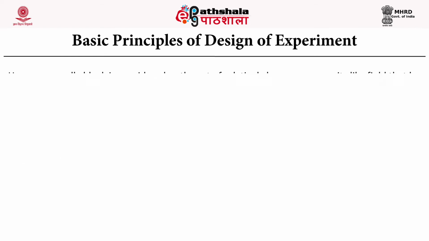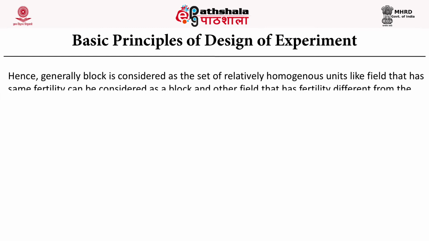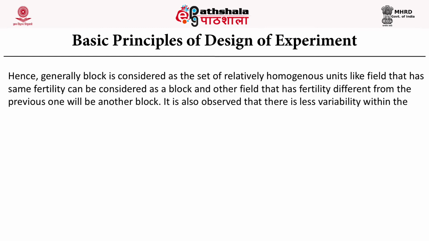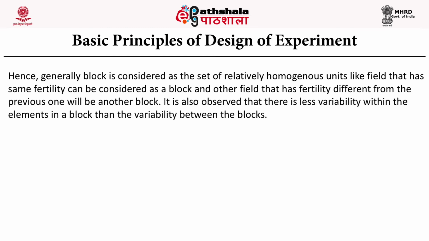Hence, generally a block is considered as a set of relatively homogeneous units. A field that has the same fertility can be considered as a block, and other fields that have fertility different from the previous one will be another block. It is also observed that there is less variability within the elements in a block than the variability between the blocks.